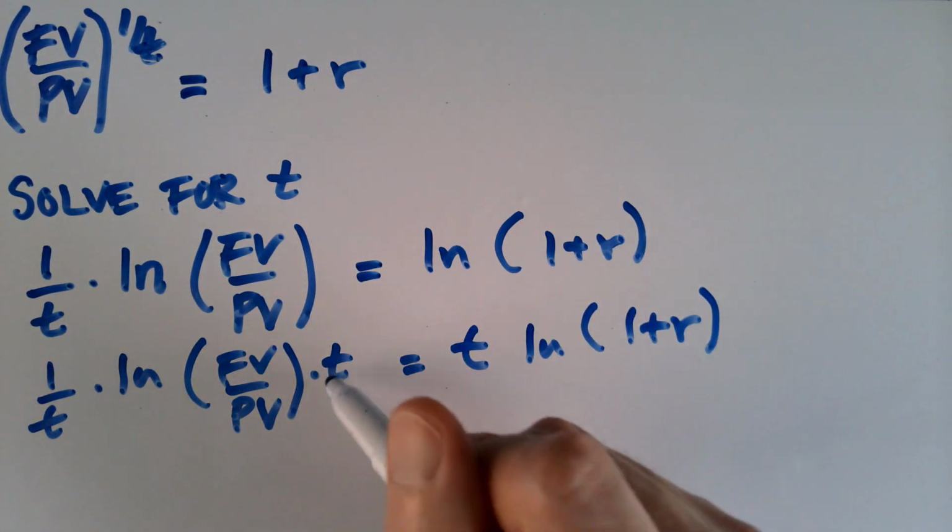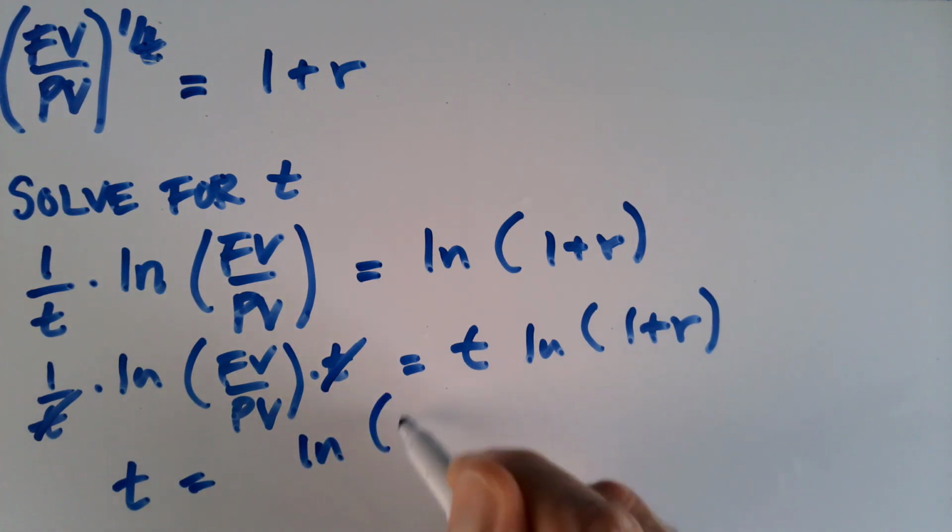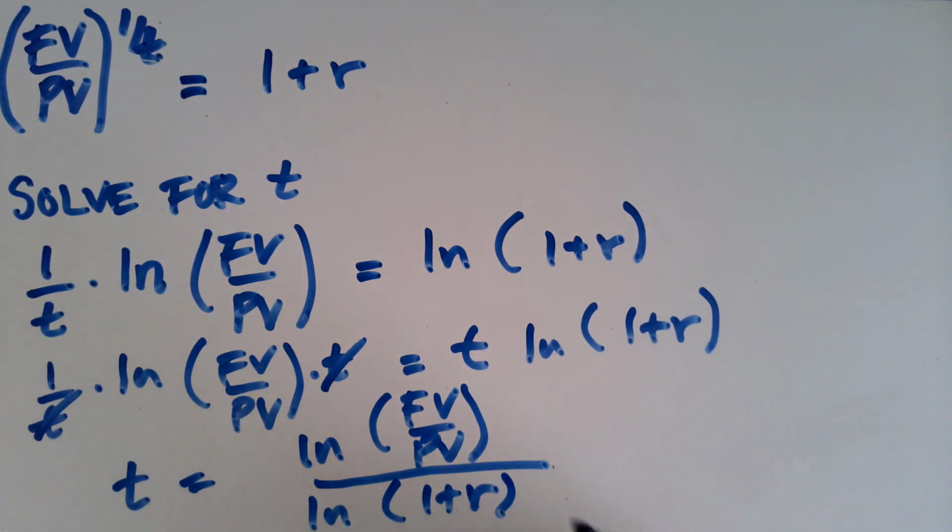Now we can cancel the t's on this side, and they just go away. And so all that is just 1 now. 1 times the natural log of future value divided by present value. One more step. I need to divide both sides by the natural log of 1 plus r. And when I do that, it's going to cancel out on this side, leaving us with just t. Now, will you need to do natural log in most of your finance classes? Probably not. But if you have to find this equation, now you know how to do it.